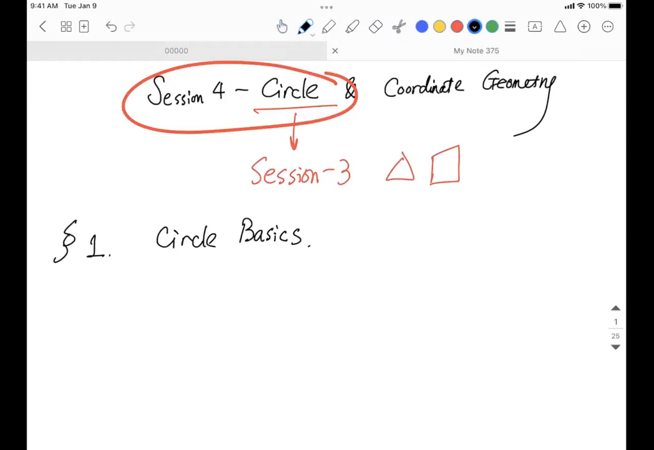All right. Okay, the first part, we're going to talk about the circle basics. There are so many concepts for the circles, so we have to summarize them one by one. The first one is some definition. So what is a circle?